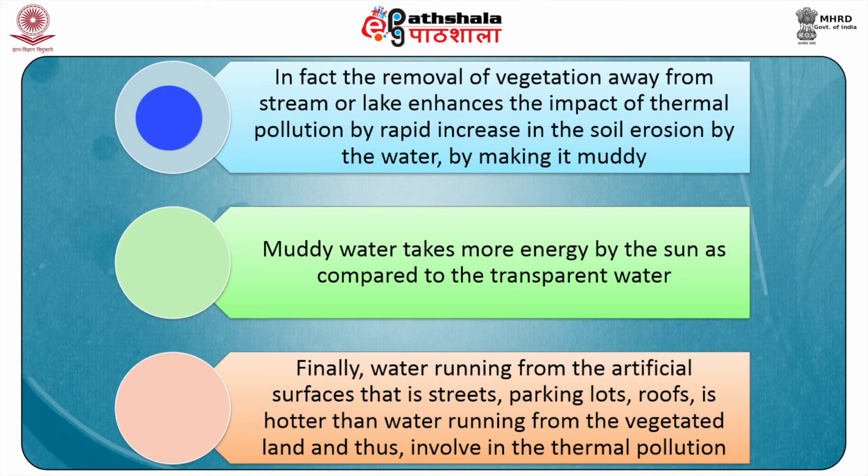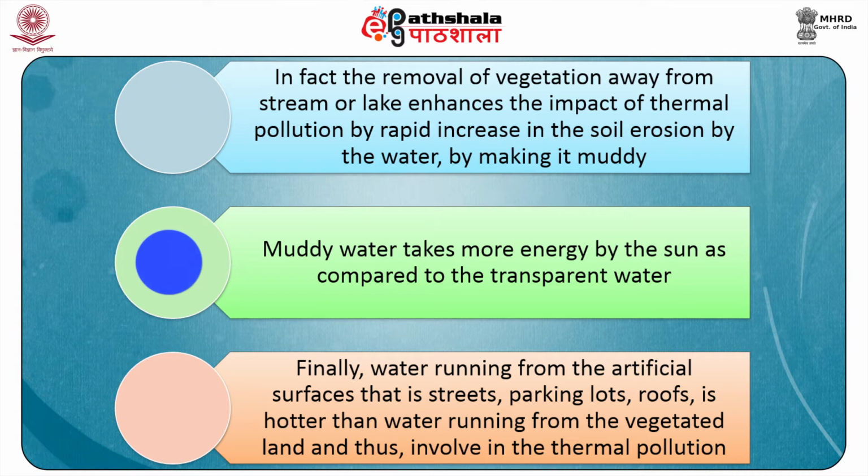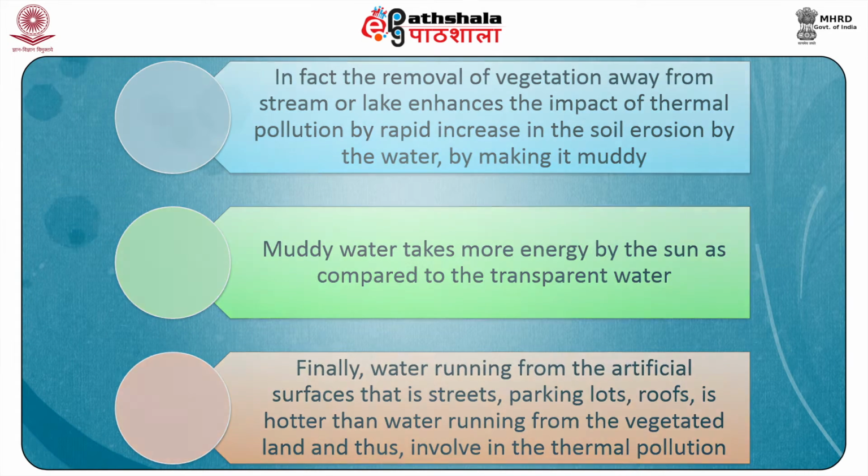In fact, the removal of vegetation from a stream or lake enhances the impact of thermal pollution by rapidly increasing soil erosion by the water, making it muddy. Muddy water absorbs more energy from the sun as compared to transparent water. Finally, water running from artificial surfaces, that is, streets, parking lots, and roofs, is hotter than water running from vegetated land and thus contributes to thermal pollution.